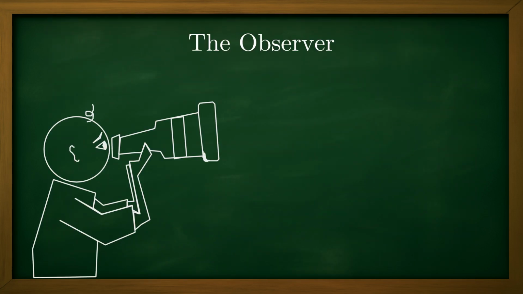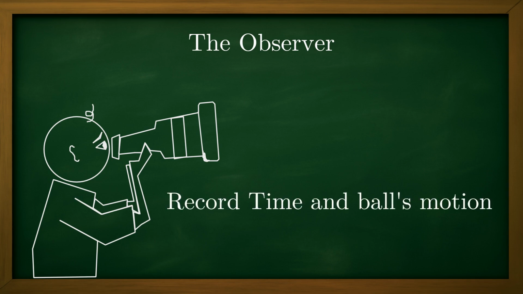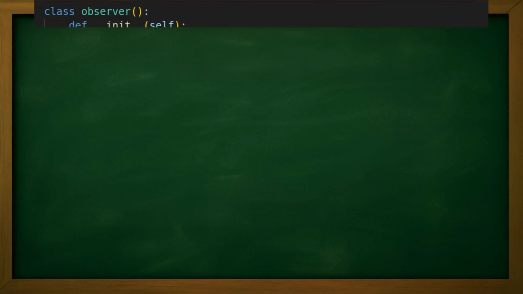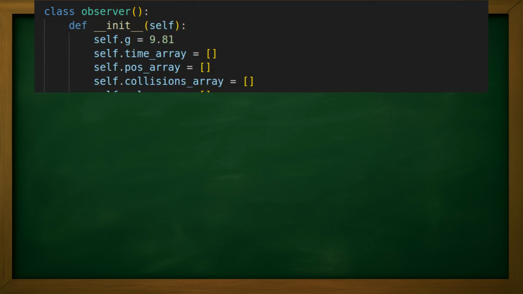The primary purpose of an observer is to record the progression of time and the ball's motion during every time step of the simulation. This way, the complete simulation data can be later used for further post-processing. We are recording four parameters here: time, position, velocity, and number of collisions. These can be used to record the information during our simulation.